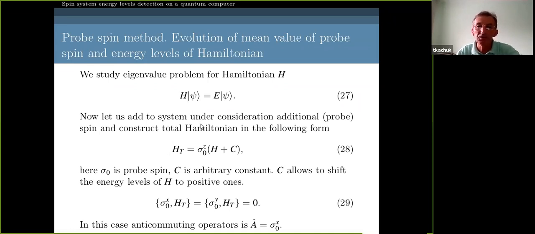In this case, we can generalize the proposed method using the so-called ancilla spin, or probe spin, ancilla qubit. We can generalize this Hamiltonian to a more complicated one. We multiply by some operator, and this Hamiltonian possesses the necessary energy spectrum. Here you can easily find an operator which anticommutes with this total Hamiltonian. We call it the total Hamiltonian. And for this total Hamiltonian, you can apply the method which we proposed previously.